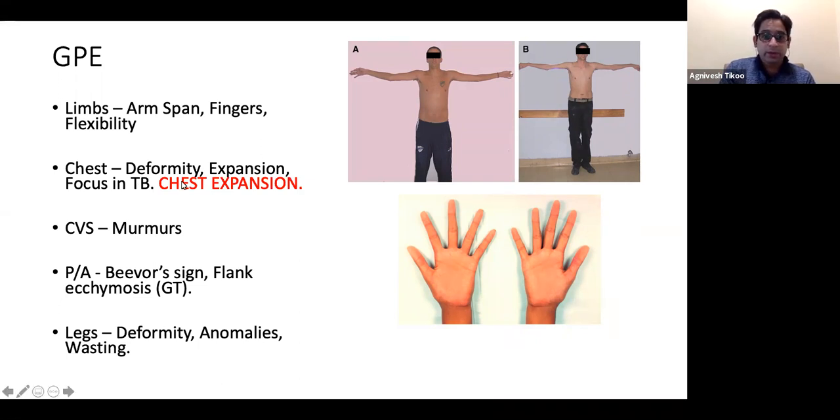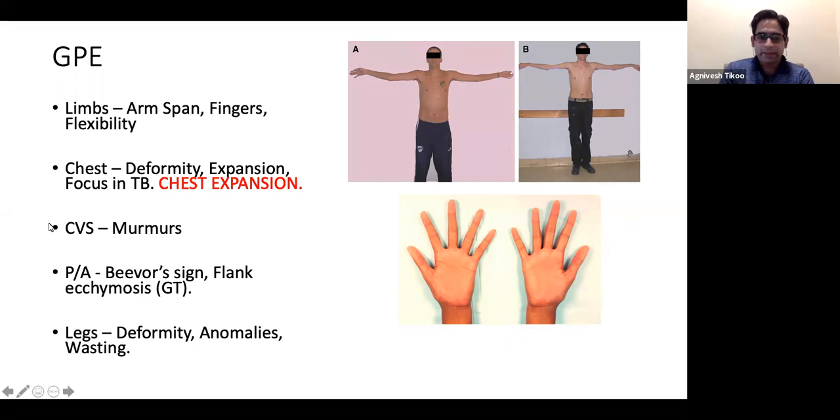In the chest, you need to comment on deformity and chest expansion, which is very essential, especially in ankylosing spondylitis. The chest expansion is restricted to less than 2.5 centimeters. Chest expansion is always measured at the level of the nipples, and you ask for full inspiration and then expiration. The difference should be around 5 centimeters ideally. But if it is less than 2.5, it means that it is severely restricted.